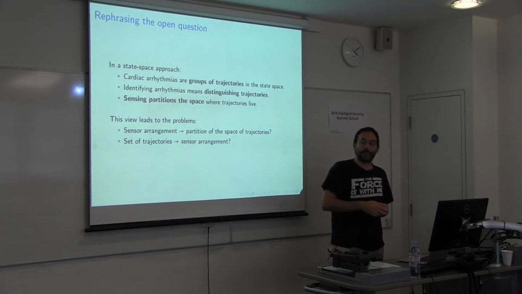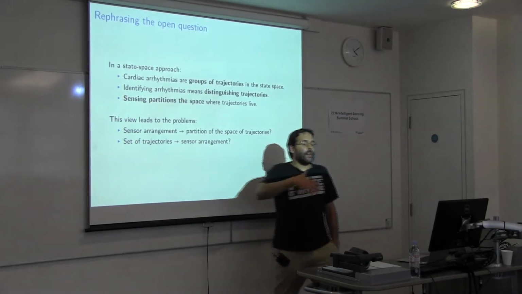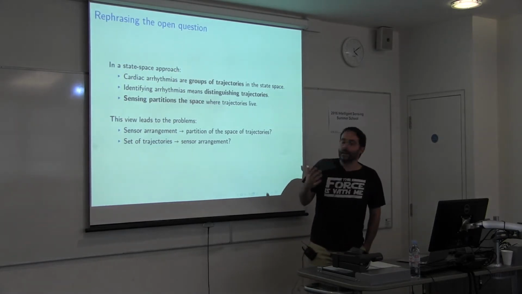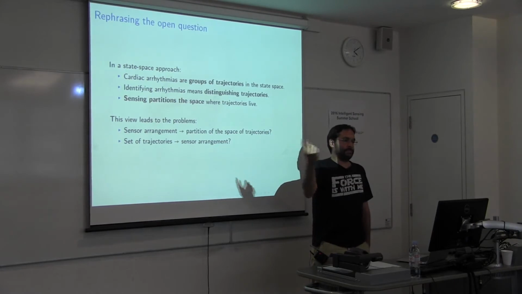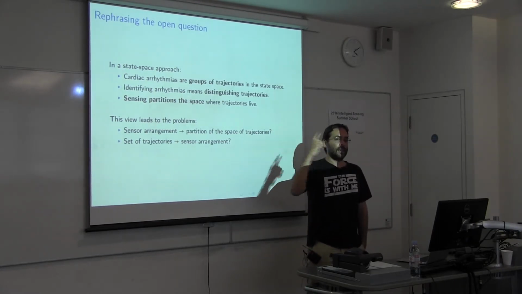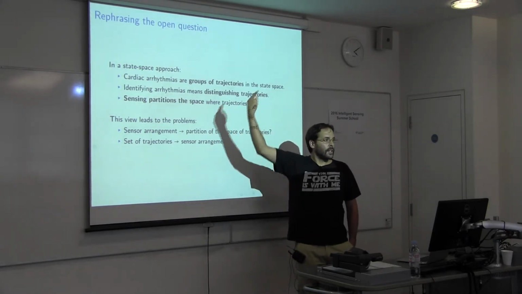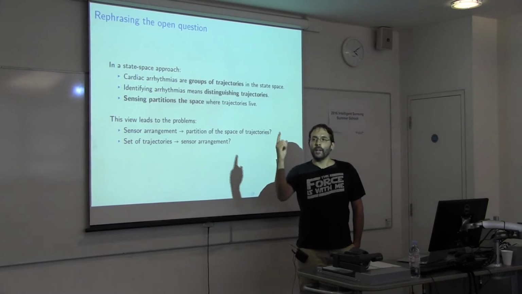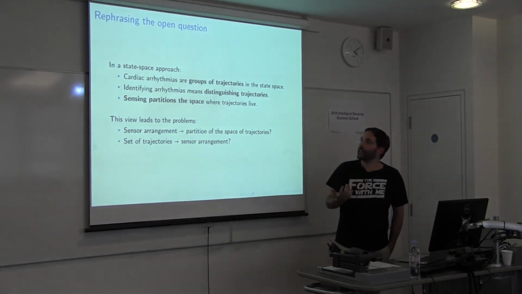And what we are doing is the following. First of all, cardiac arrhythmias, in a very abstract way, we are modeling them as some trajectory in some space. So you can imagine some point moving like this. This is one type of cardiac rhythm. It could be moving like this. This is another type of rhythm. It could be a little bit here. This is another one, and so on. So this is, for me, a cardiac arrhythmia.